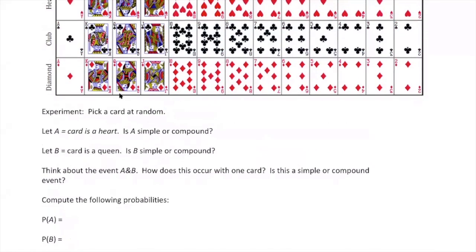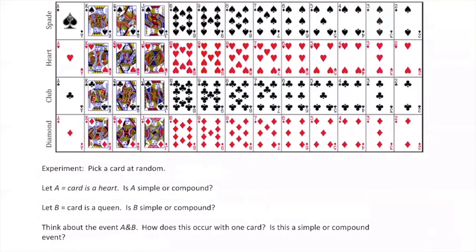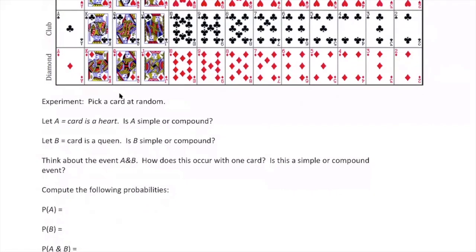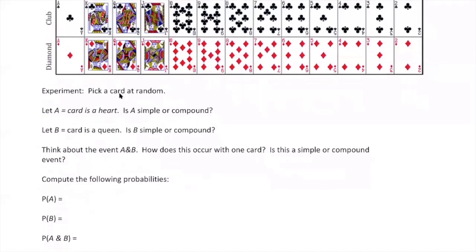As you can see, we've got the deck of cards up here. The experiment is to pick one of those 52 cards at random. First example says, let A be card is a heart. Is it simple or compound? Anybody want to pipe in and say or type it in? Getting a heart, is it simple or compound? Good, it's compound because there's four ways. Remember, compound means it can happen in more than one way. So because it can happen in more than one way, it is simple.